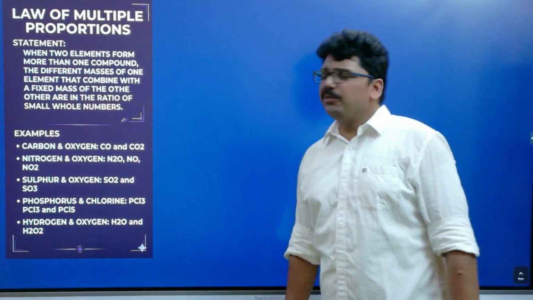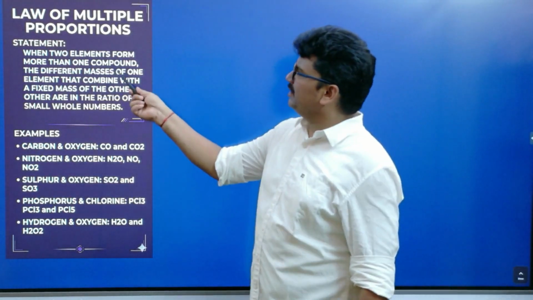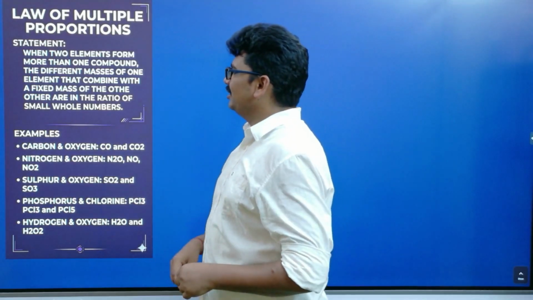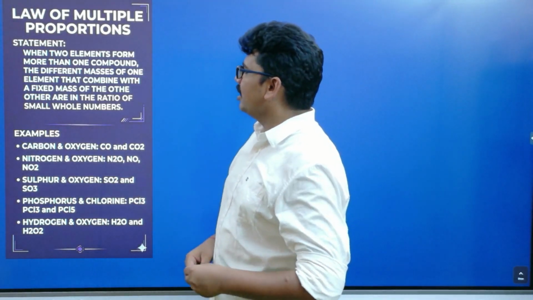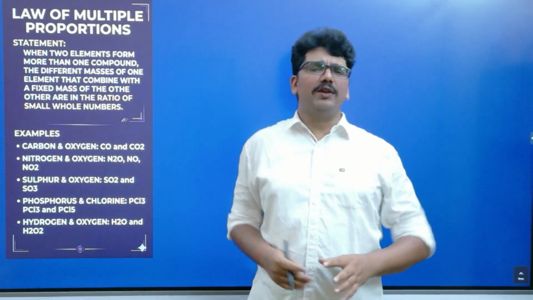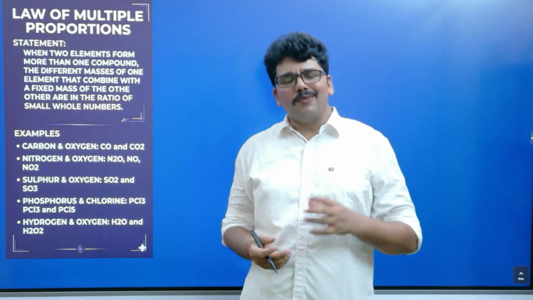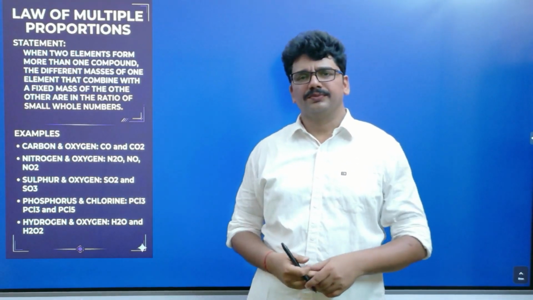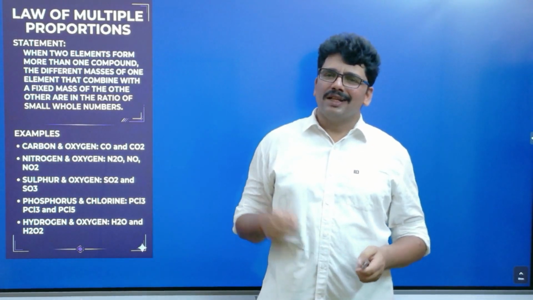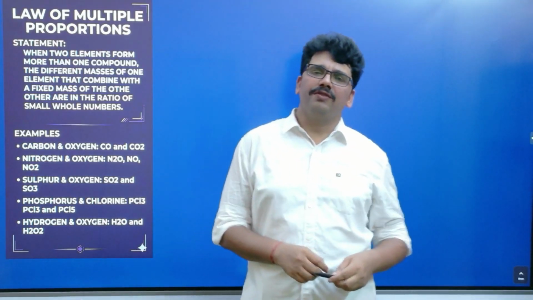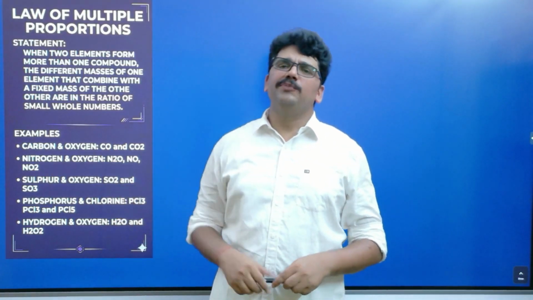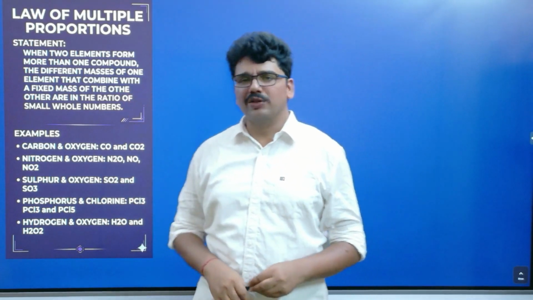Next, law of multiple proportions. When two elements form more than one compound, the different masses of one element that combine with a fixed mass of the other are in the ratio of small whole numbers. What is law of multiple proportion? When two elements combine to form two or more compounds, the ratio of masses of one element with respect to the second element is in simple whole number ratio. That is what law of multiple proportion says.